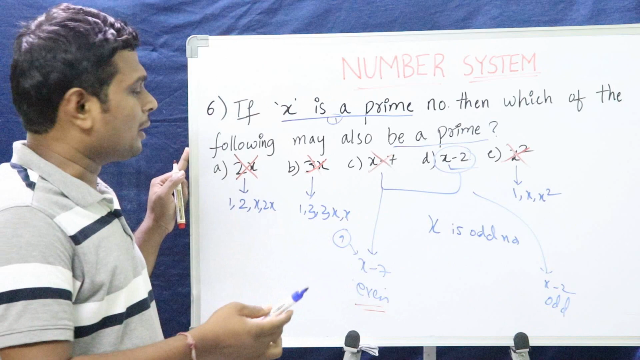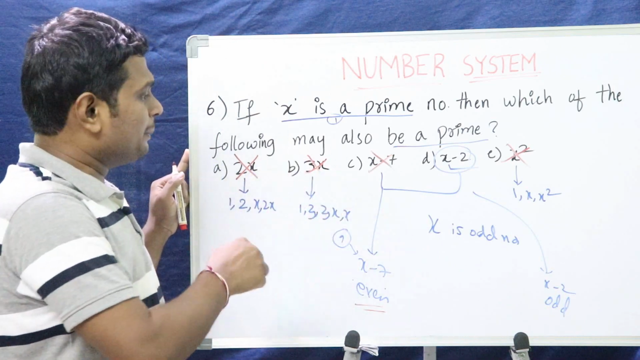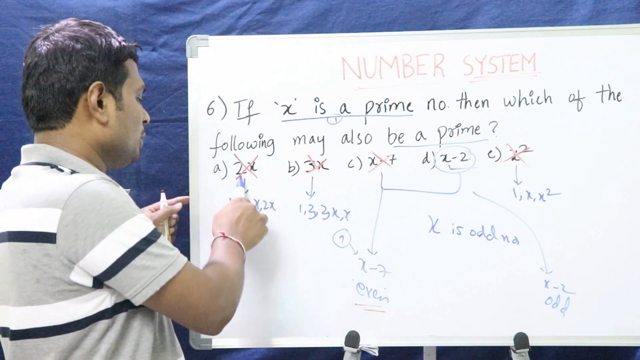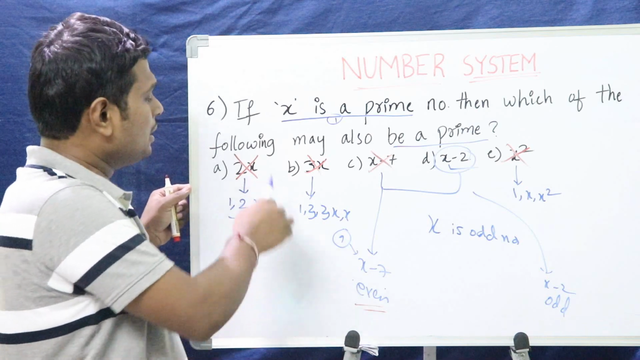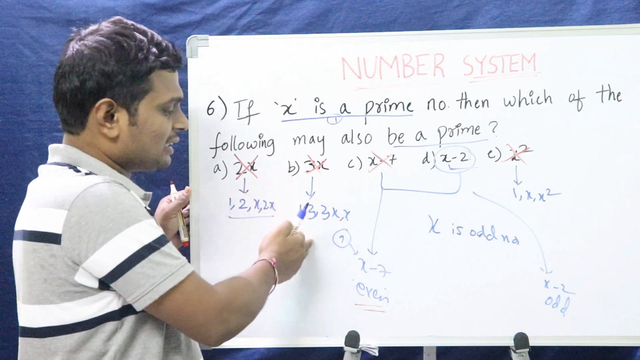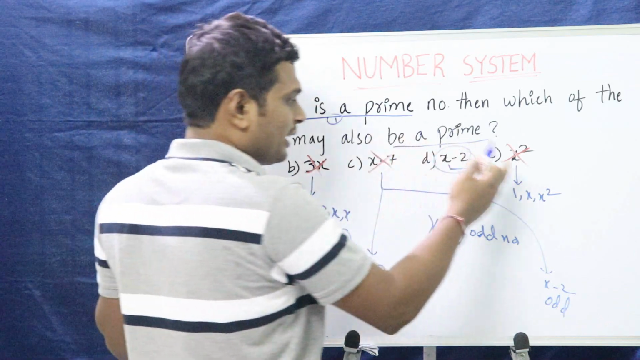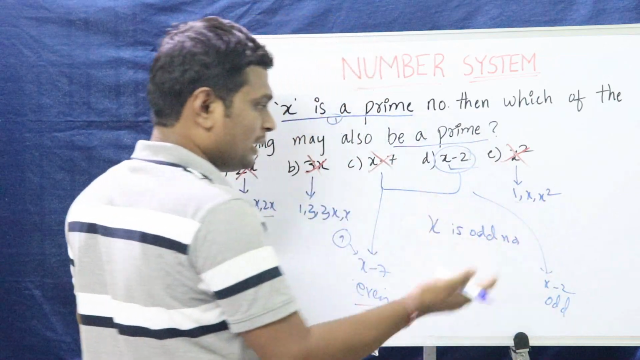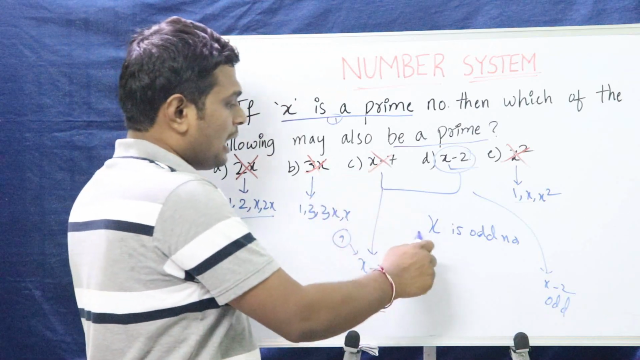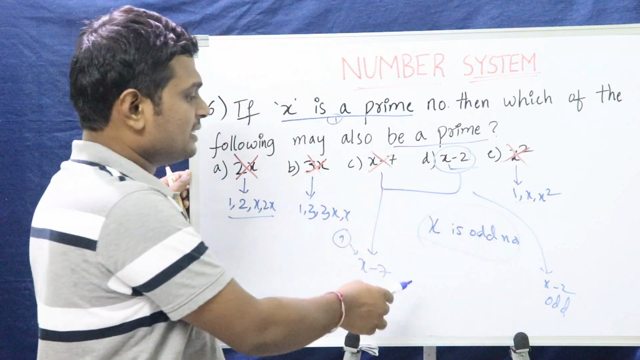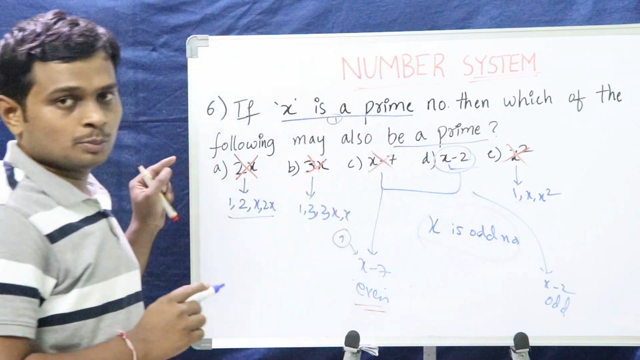I hope you understood the problem. What we have done here is rule out the options one after the other depending upon the definition of a prime number. Coming to 2x, there are multiple factors other than 1 and 2x: 2 and x are also there. So we ruled it out. Similarly, 3x also has more factors, 3x, x and 3. Similarly, for x square we have more than 2 factors. We are left with only these 2 options and we conclude that x is an odd number. If x is an odd number, odd minus even is an odd number. So this is the only possible solution for this problem.